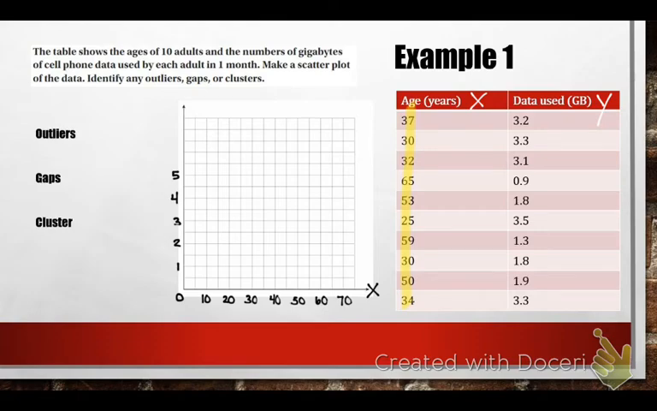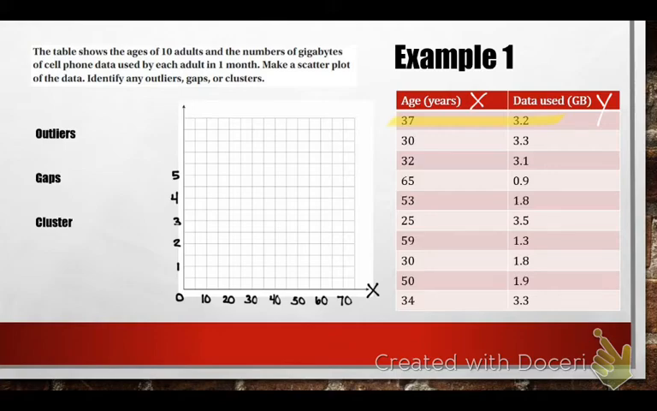Okay, so now that we have these intervals set up, and guys, if yours are a little different, like if you went by halves or every other one or whatnot, that's okay. That won't be wrong. So now that we have those set up, we need to come back over here to our table. And remember, each pair makes an ordered pair.